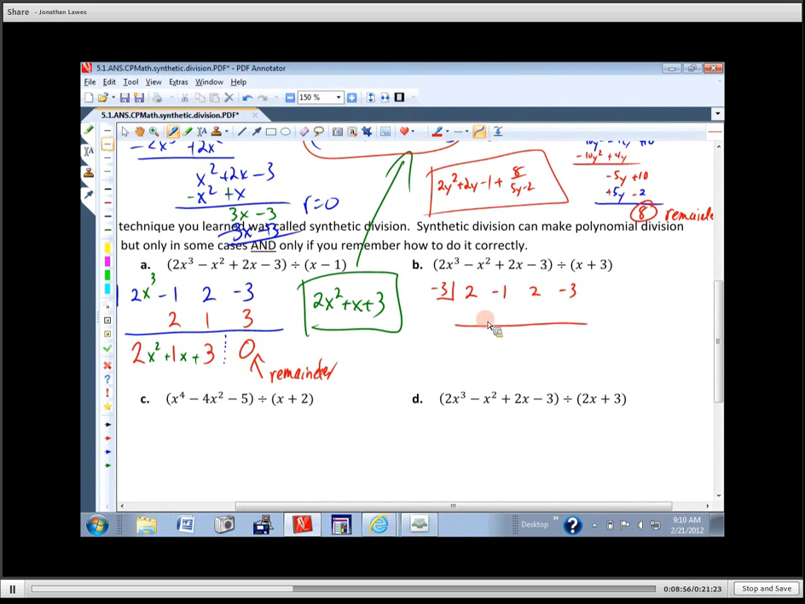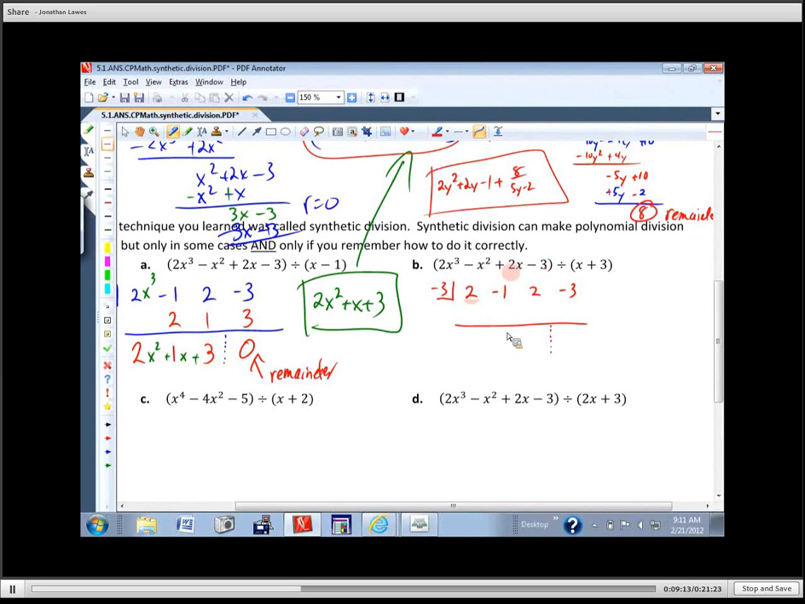It's just kind of an organizational thing. We draw a little dotted line right here. And that reminds us that when we get done right here, whatever this number is behind that dotted line, it's the remainder. Okay? So again, synthetic division is really nice if you remember how it works.